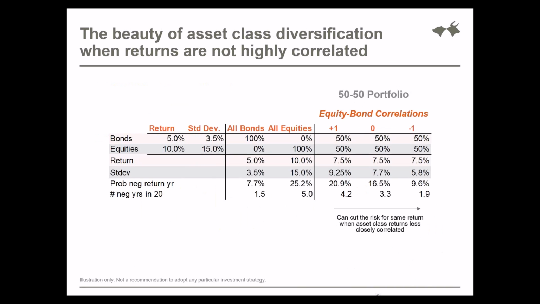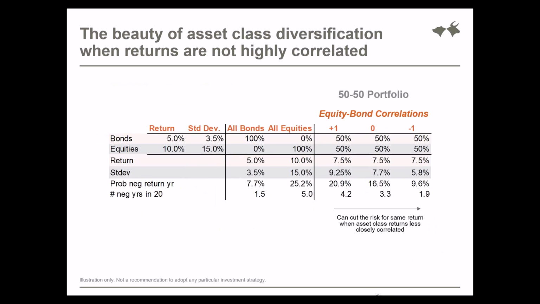If you had only held bonds, you'd get a return of 5%. And given that risk, it would work out that you'd get a negative return on average about 1 to 2 years every 20 years. So pretty low risk of a negative return. If you held only equities, you get a higher return, but because of the high volatility, there's greater chance of negative returns in any given year. In fact, on these calculations, something like 5 negative returns every 20 years.